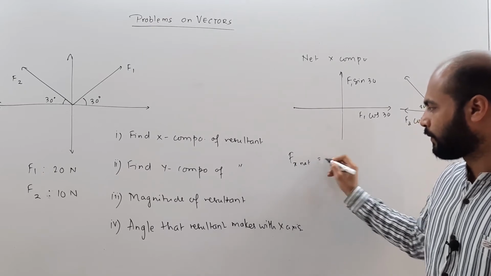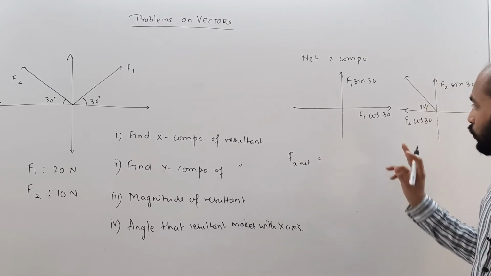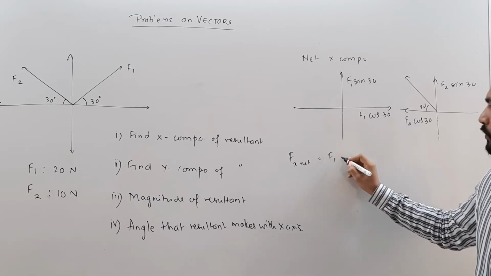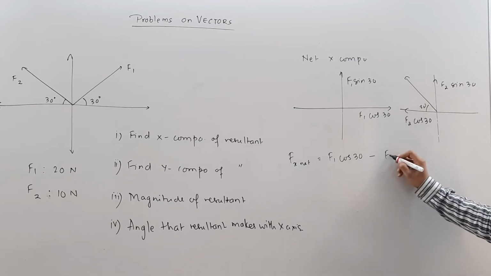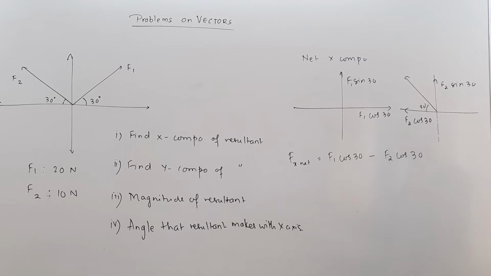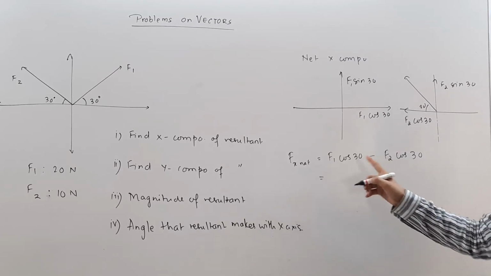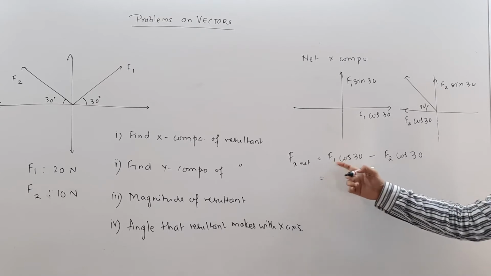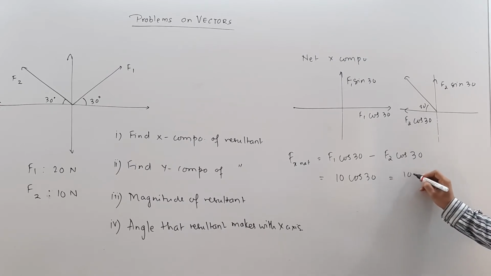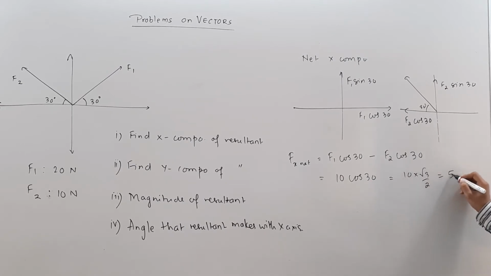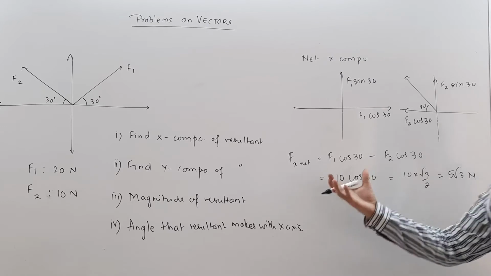Fx net, that means the net x component, you can clearly see that this is positive F1 cos 30 and this is going to be negative because it is in this direction. So this is going to be F2 cos 30. Now we can take cos 30 outside and this ultimately becomes F1 minus F2. Now F1 is 20 and this is 10. So F1 minus F2 is going to be 10 and ultimately it's going to be 10 cos 30, which means it should be 10 into root 3 by 2, which is 5 root 3 newtons. This is one part. So we have found the net x component.